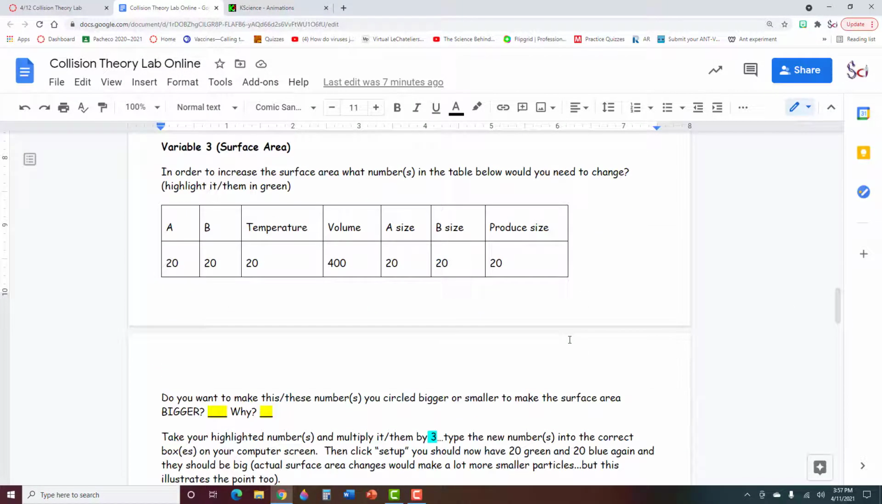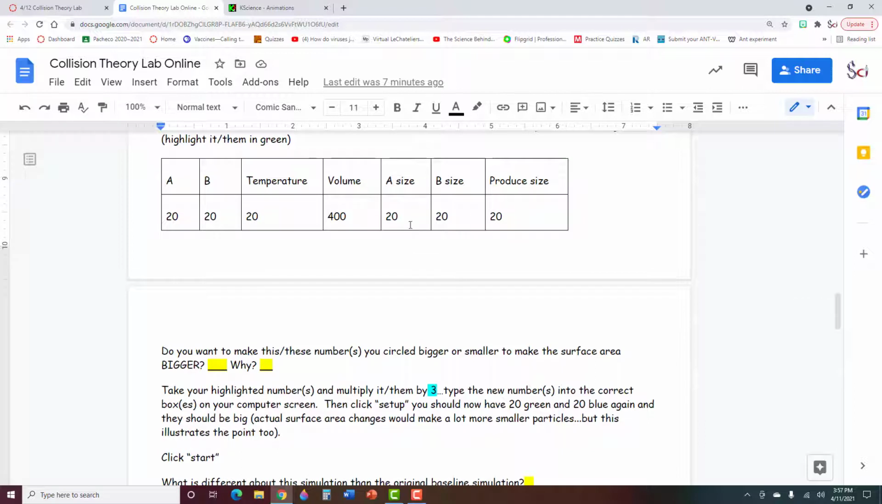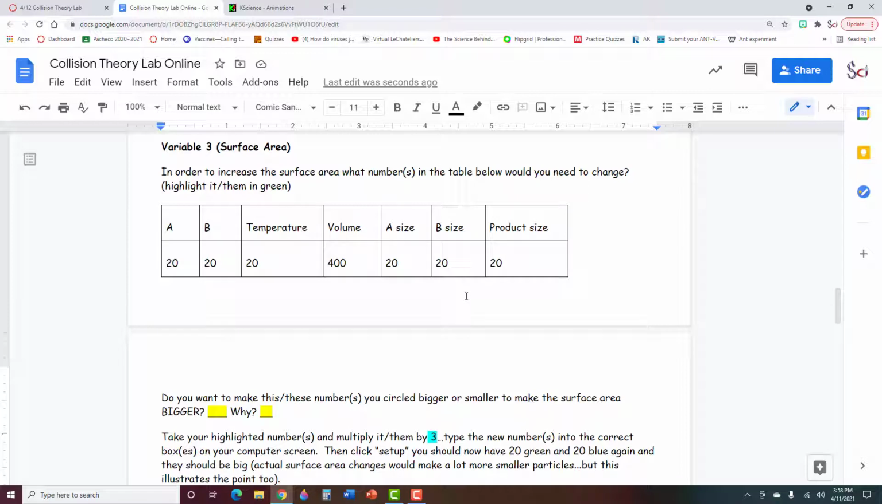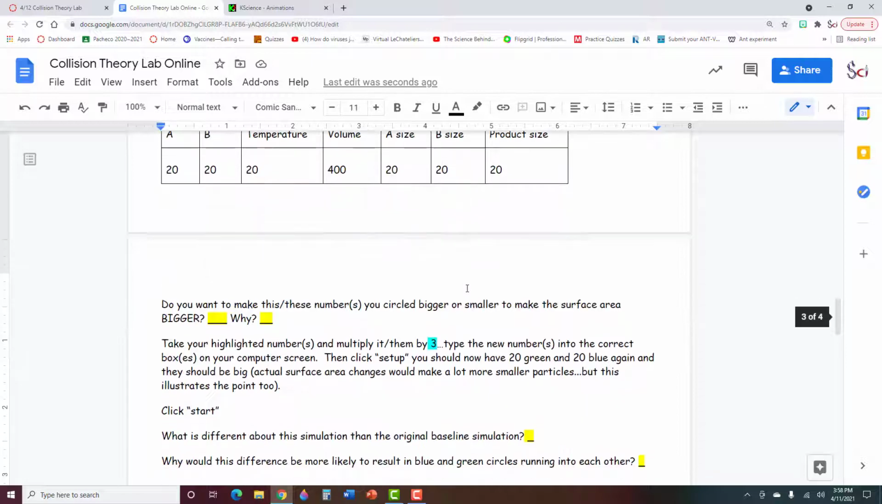the surface area. So in order to increase the surface area, what numbers in the table would you need to change? And the answer would be size. If we make the surface area larger, we're going to make the particles smaller. So when you think about a chemical reaction, if you have a solid and you're trying to react it, you can make that reaction go faster by crushing your solid. The smaller the particles, the faster the reaction will go.